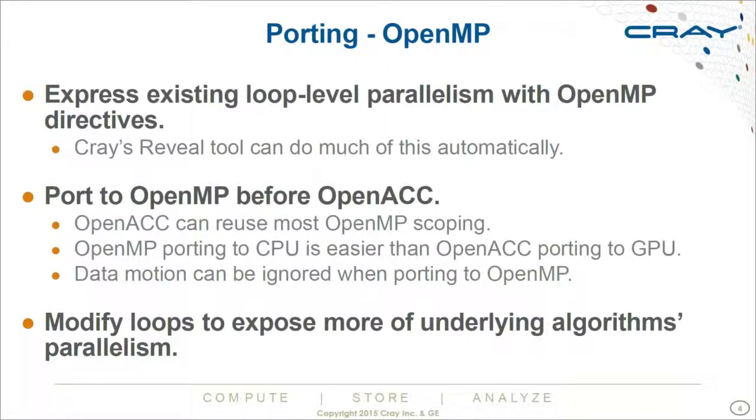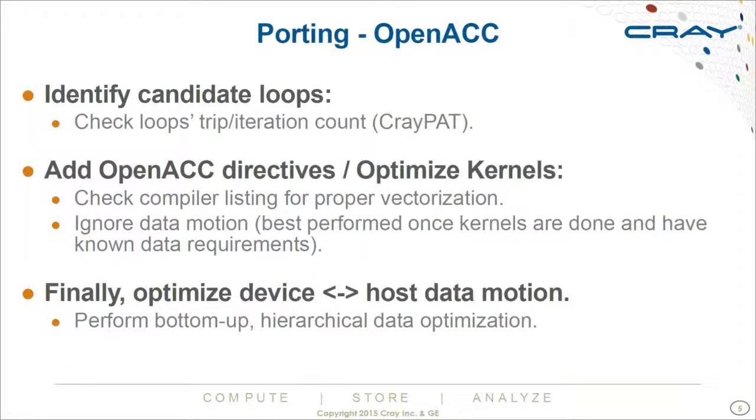And so as the first step, you can slap on some directives to express the existing loop-level parallelism with your current implementation. And then some loops and some codes maybe need to be modified a bit, like I say, to get more of the underlying algorithm's parallelism. And this perhaps won't be as much of a problem with OpenMP as we'll see, but this becomes even more important with the OpenACC porting.